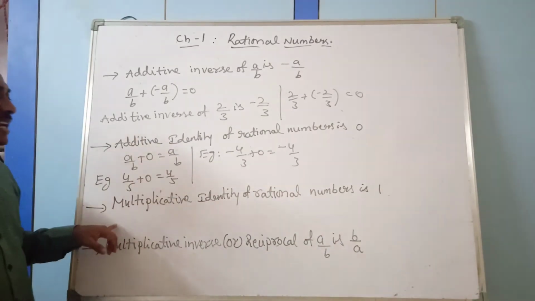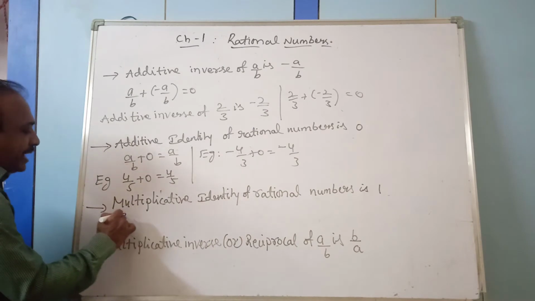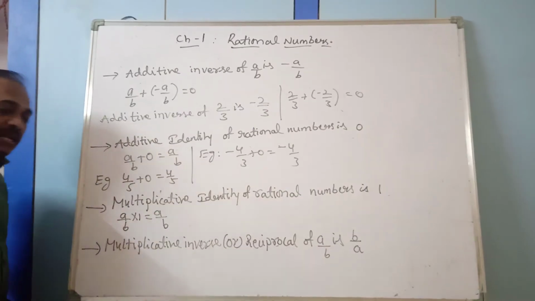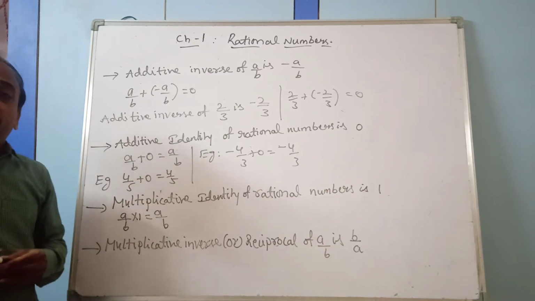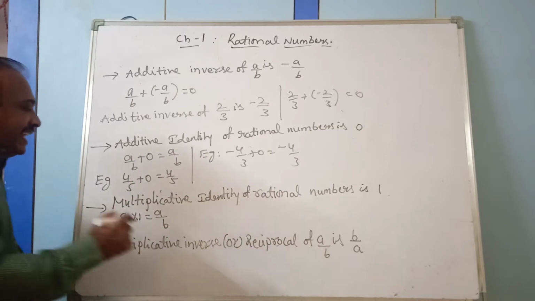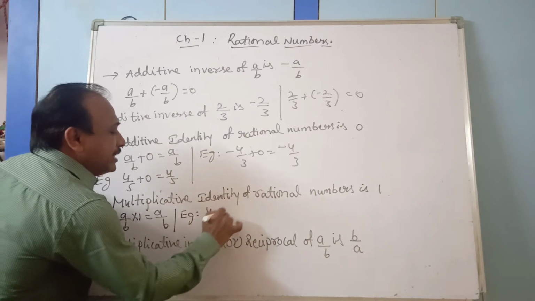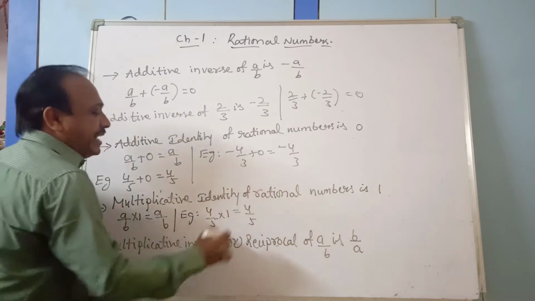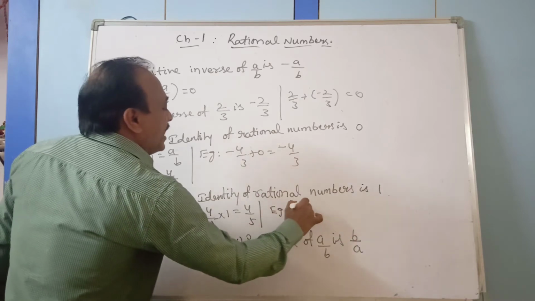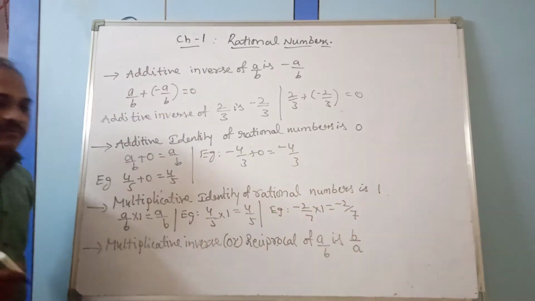Next, the multiplicative identity of rational numbers is 1, meaning a by b into 1 is equal to a by b. If you multiply any rational number with 1, you get the same result. That's why it is called the multiplicative identity. Example: 4 by 5 into 1 is equal to 4 by 5. One more example: minus 2 by 7 into 1 is equal to minus 2 by 7.